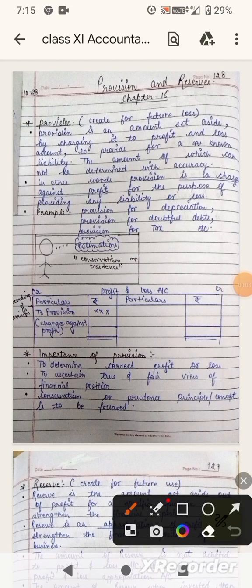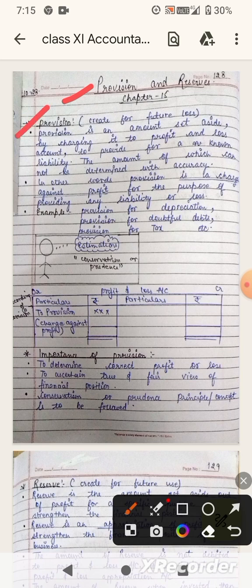Hello, dear student. Today we are going to understand the chapter Provision and Reserve. Provision and reserves play a very important role in accountancy in recording of business. Provisions and reserves are created from the profits, but there is a difference between provision and reserve. In this chapter we are going to understand the meaning and the difference.